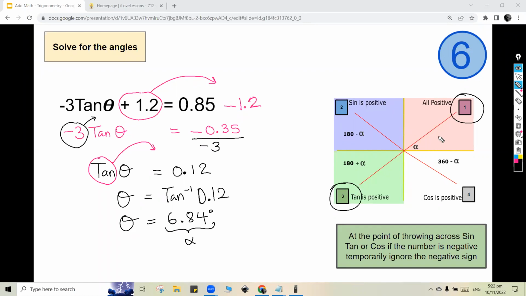Well, in region 1, alpha is one of the answers. You already have a formula here. You just use alpha, and over here we have to replace the alpha with 6.84 degrees. So theta 1 is 6.84 degrees. Now theta 2, that's the one in region 3. Oh yeah, that's easy. You can do that in your head. It's just 180 plus, yeah, that's right. So 186.84 degrees.